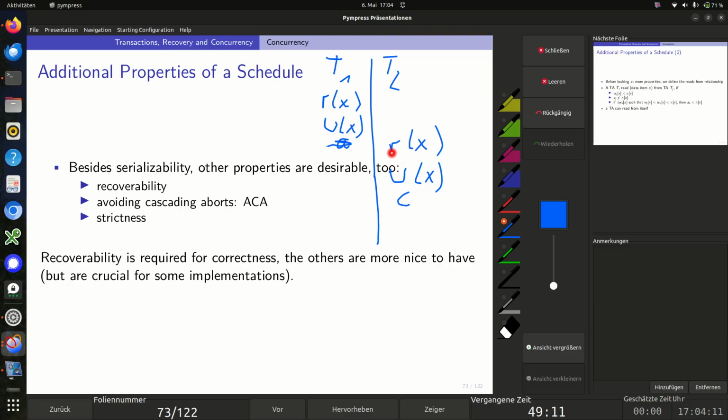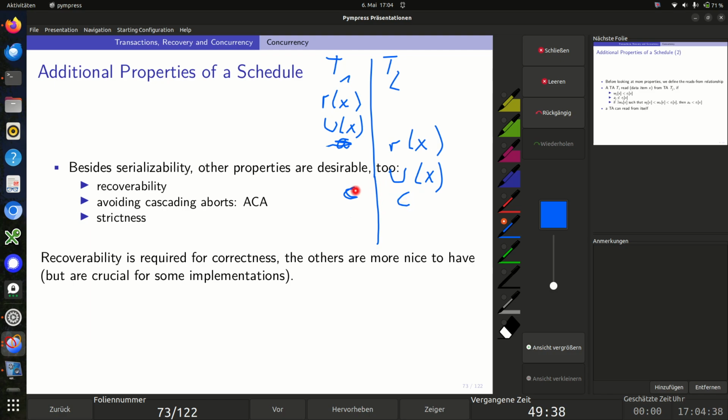data item. Okay, and now actually the idea is, before you commit here, you should know whether the money you received or not. So this means before transaction 2, who reads the value from transaction 1, is allowed to commit, there must be a commit of the other transaction before. So here, beforehand, there must be a commit, because then you are allowed to spend the money.